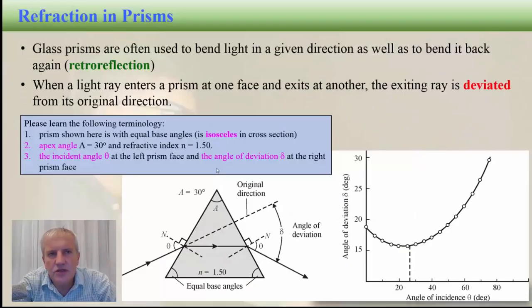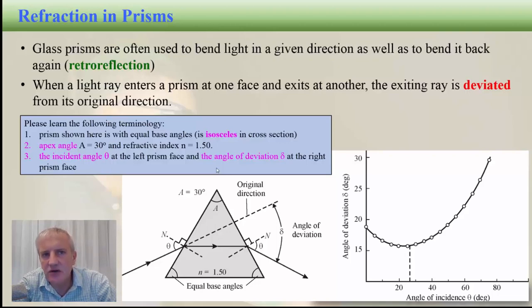Next interesting phenomenon that we would want to look at that's directly related to the refraction or bending of the light is the so-called retroreflection. It's an important term that you would want to be familiar with as a photonics technician, because as I said, it's very, very often used in the case of optical components known as prisms.